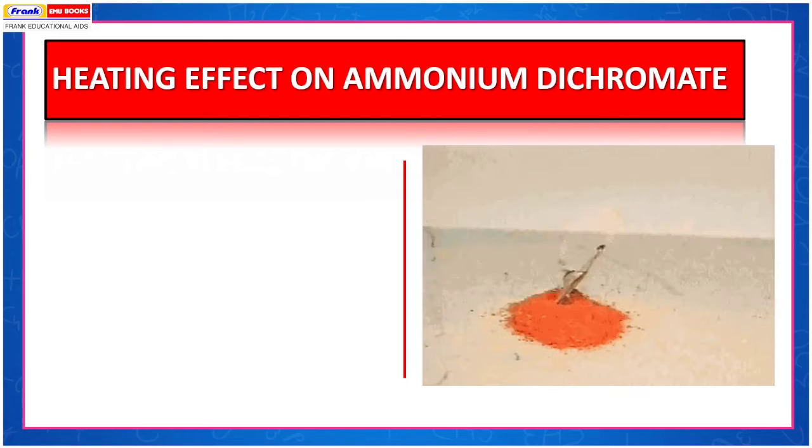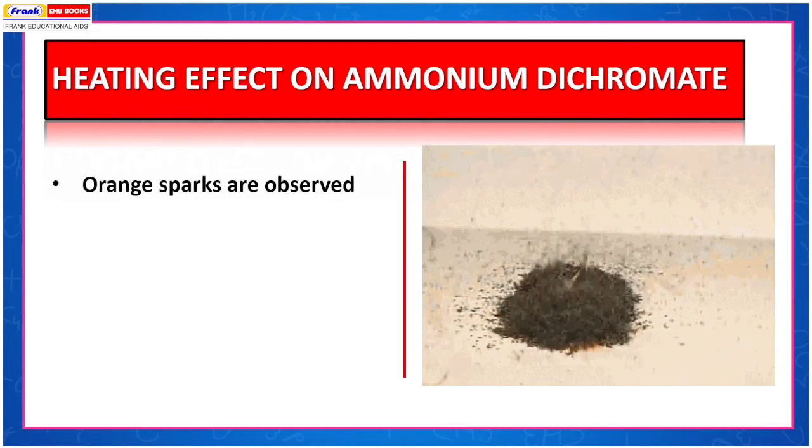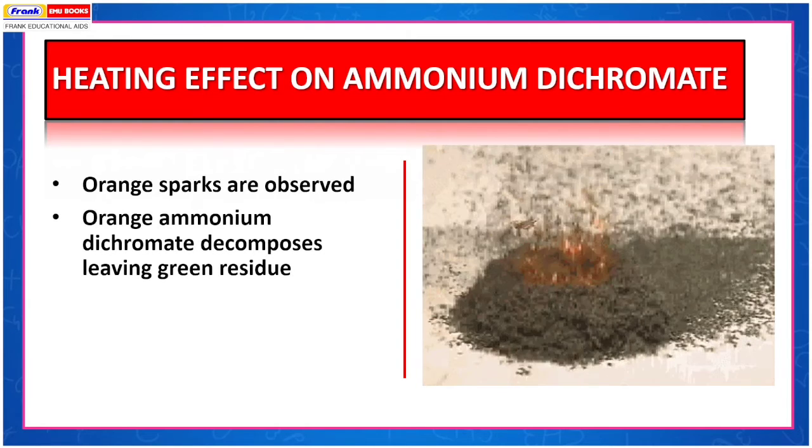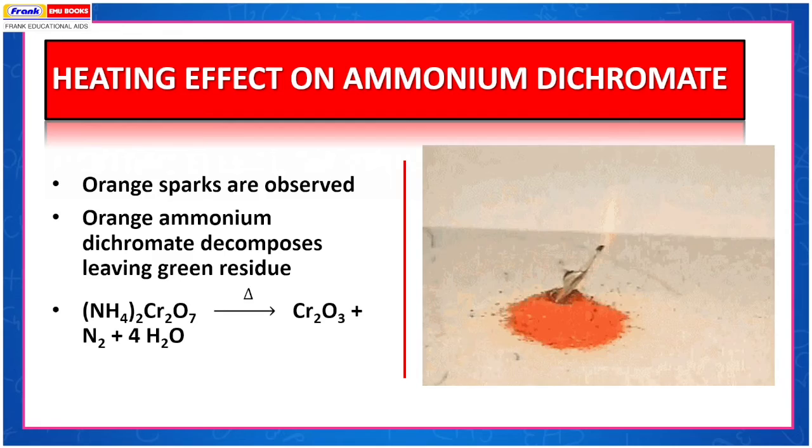Heating effect on ammonium dichromate. Orange sparks are observed. Orange ammonium dichromate decomposes leaving green residue. (NH4)2Cr2O7 on heating gives Cr2O3 plus N2 plus 4H2O.